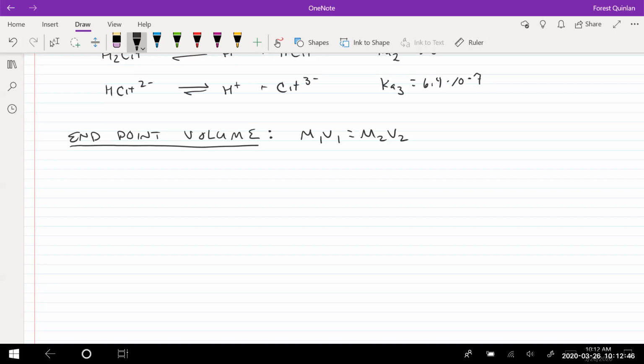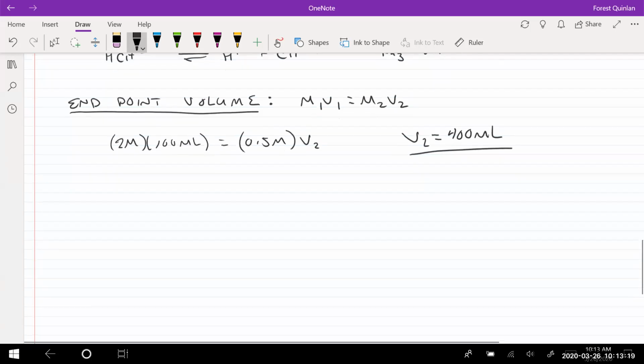So we have 2 molar citric acid, and I think it was 100 mils? Mm-hmm. And our other was half molar. And we want to know that V2. So V2 is equal to, looks like 400. Okay.